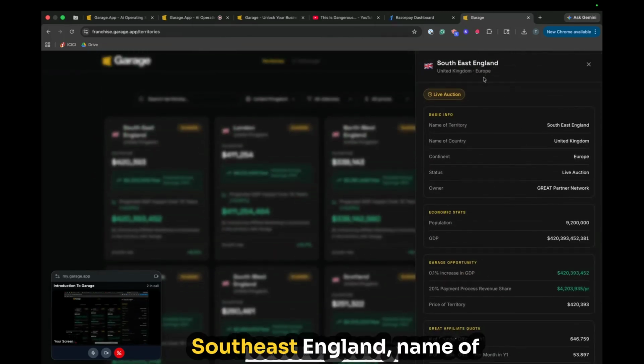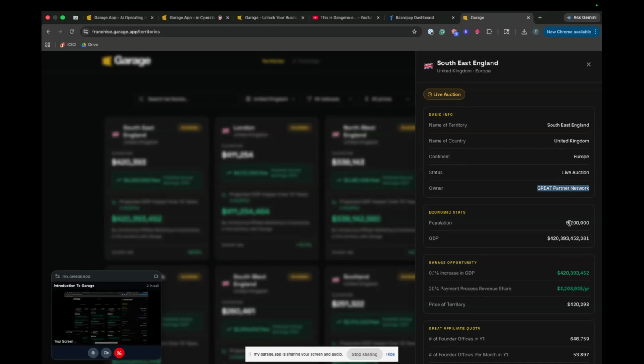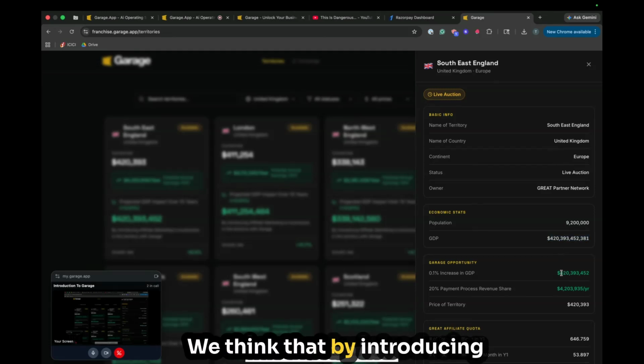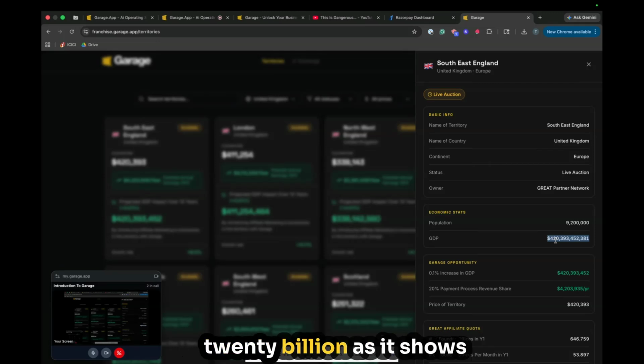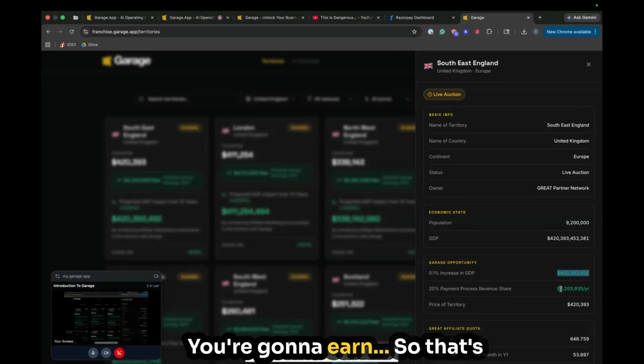Okay, for Southeast. Okay, Southeast England, name of territory, Southeast England, United Kingdom, Europe. Available for sale. Gonna be given to a great affiliate. Okay. The population is 9.2 million. Okay. The GDP is 420 billion. Okay. We think that by introducing affiliate marketing, we can increase the GDP by 0.1%. Okay. Which, if it's 420 billion, as it shows here, 0.1% would be 420 million. Okay. That's how much we think we can add to the GDP over 10 years.